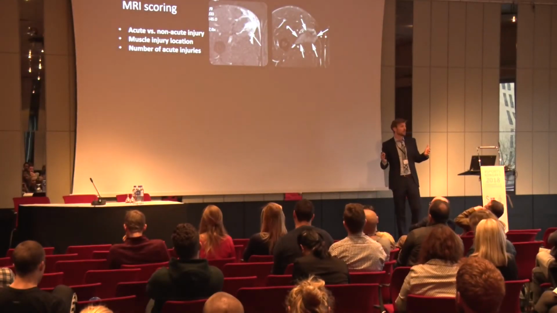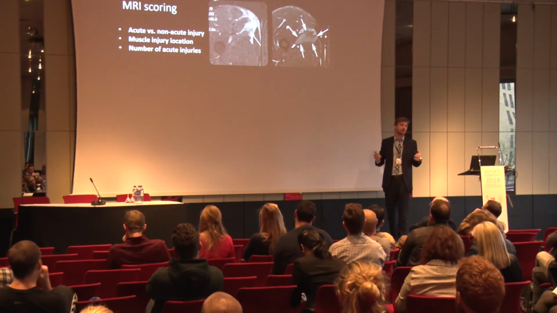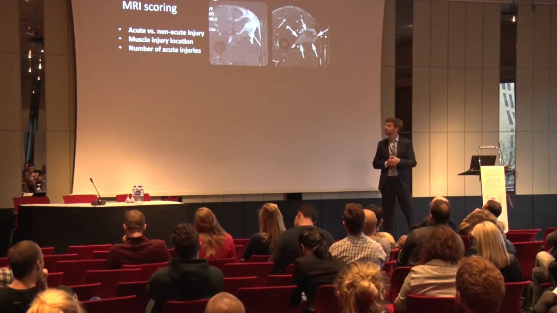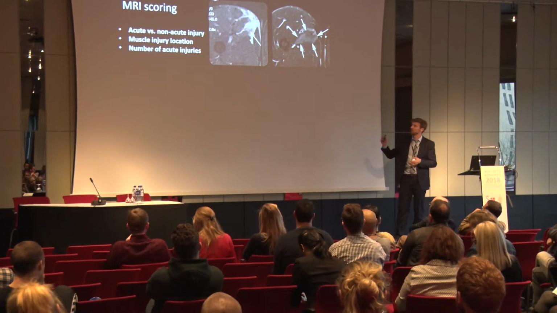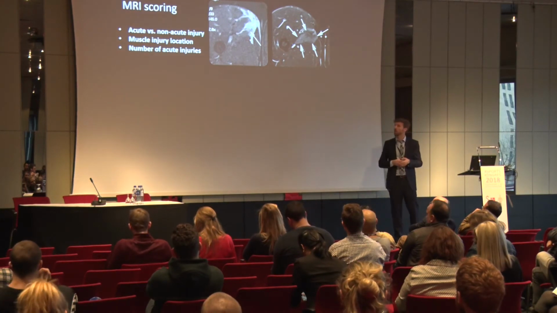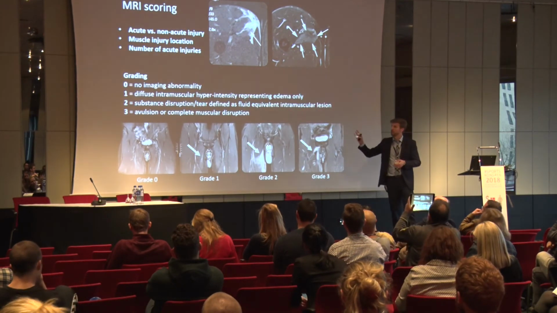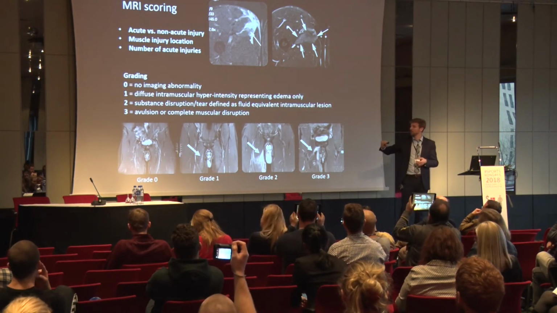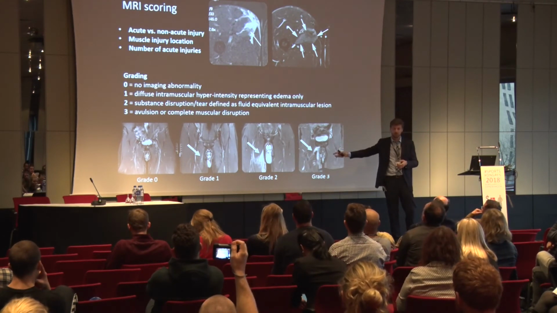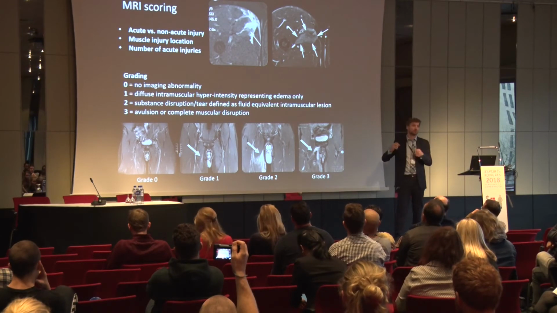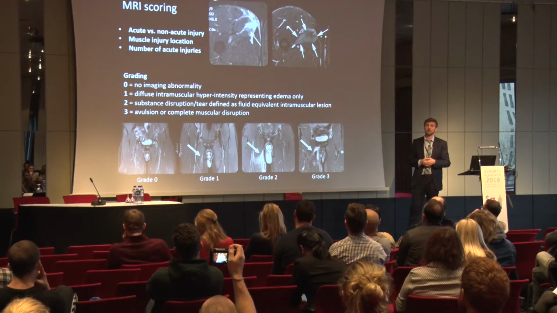So then we looked a little bit more into the imaging. We made a standardized scoring protocol for the radiologists. We scored a number of different parameters: whether there was an acute injury, the muscles that were involved, and the number of injuries. We also looked at the grading. We did a simple grading from no injury at all for each muscle, to whether there was a bit of hyperintensity. We defined that as grade 1 injury, grade 2 as partial disruption, or grade 3 as a complete avulsion or a complete muscle tear.